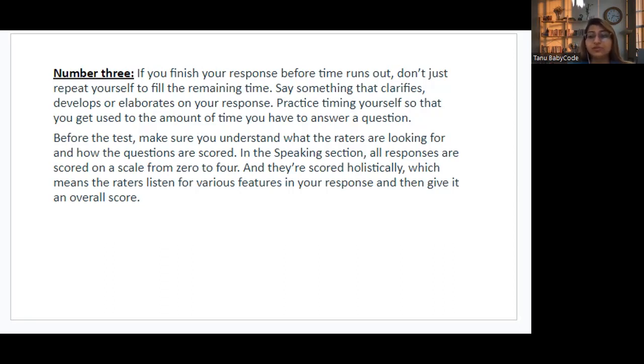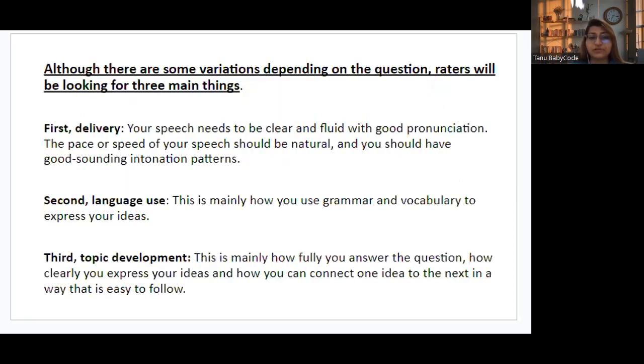Now, whenever you are going for a test, make sure you know what your evaluators are looking for, what your raters are looking for, how you will be scored, right? Your responses are scored from 0 to 4, right? There are some variations depending on the questions, and raters will be looking for three main things. First is delivery.